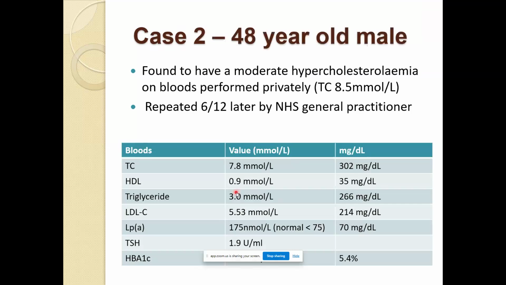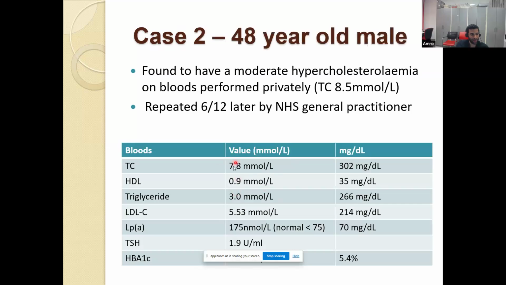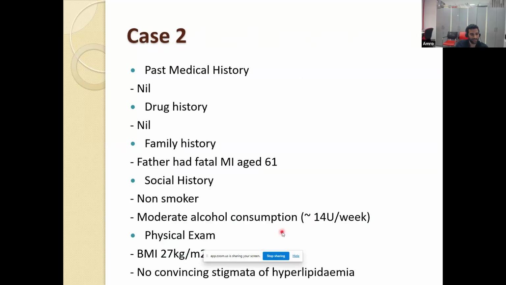Either he might have familial hypercholesterolemia based on his elevated total cholesterol, though normally it's a bit higher, or it might be that his father also had elevated lipoprotein little a, because this is genetically predetermined. If you have high lipoprotein little a, one of your parents or both are also more likely to have elevated lipoprotein little a. So this person is at high risk.